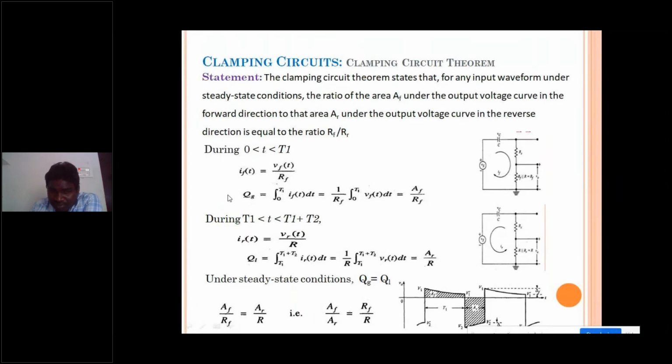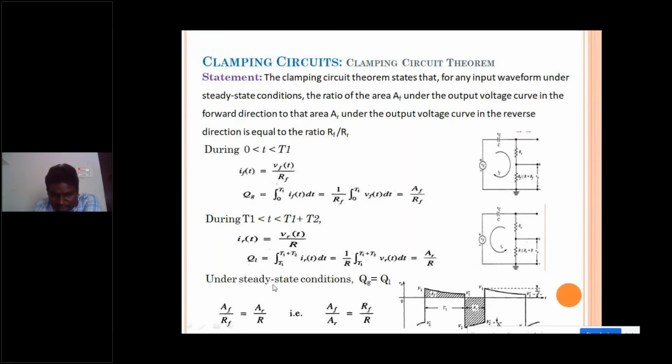When the diode is in the forward bias direction, forward current is flowing. Then I write the formula for forward current and calculate the charge gained by the capacitor. The charge gained by the capacitor, I will get as AF by RF. That is from this equation, for the duration 0 less than t less than t1. And from the duration t1 to t1 plus t2, you will get this area. Then you will get the charge lost as AR by RR.